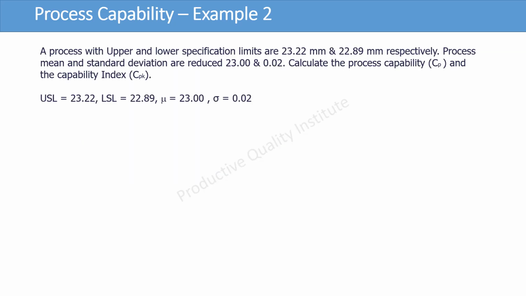A process has upper and lower specification limits of 23.22 mm and 22.89 mm respectively. Process mean is 23, and standard deviation has been reduced to 0.02. Calculate the process capability, CP, and the capability index, CPK. USL is equal to 23.22, LSL is equal to 22.89, mu is equal to 23, and sigma is equal to 0.02.